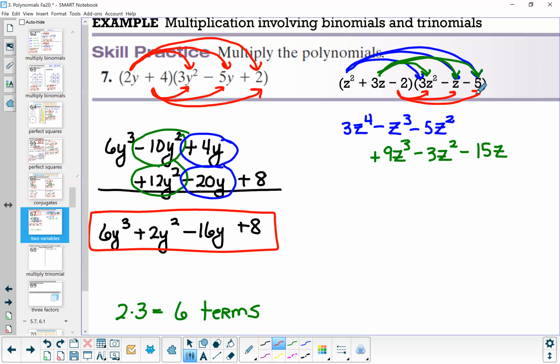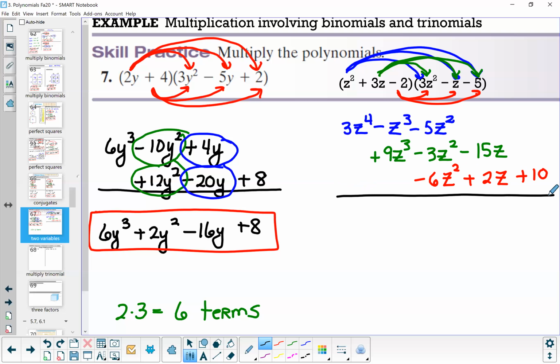So that's going to give us minus 2 times 3z squared is minus 6z squared. Minus 2 times minus z is plus 2z. And then minus 2 times minus 5 is plus 10. So notice how I tried to be clever throughout all of this, and I lined up my work vertically. In each of the columns, I have like terms.